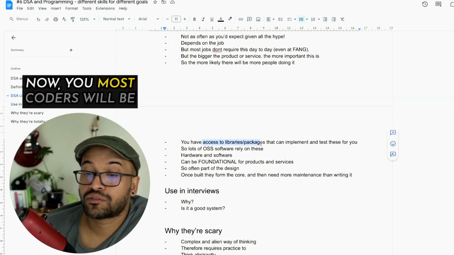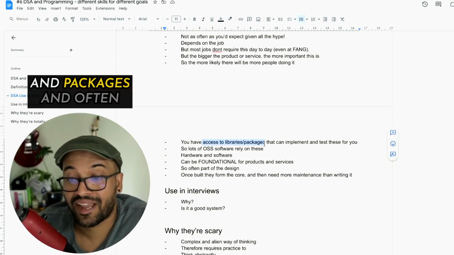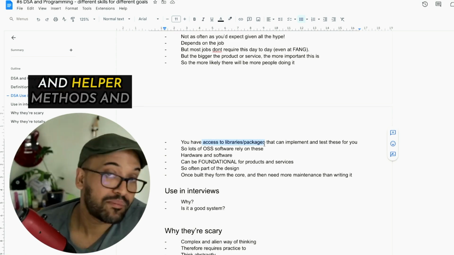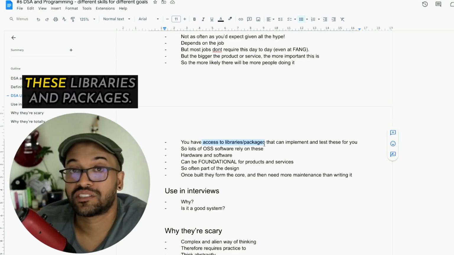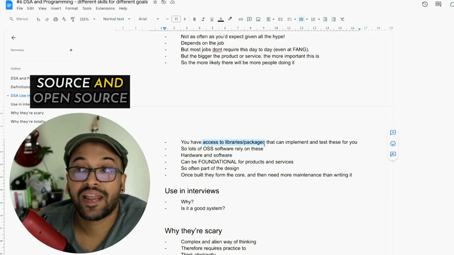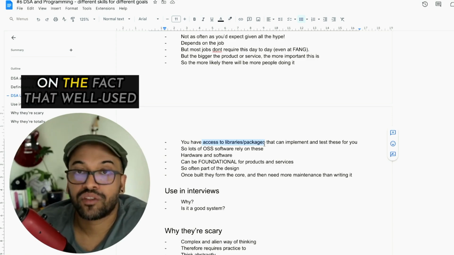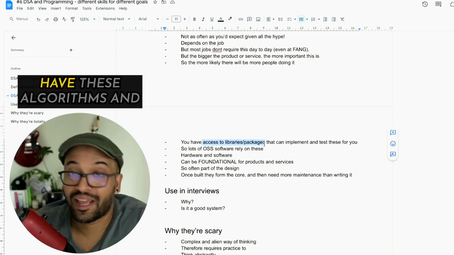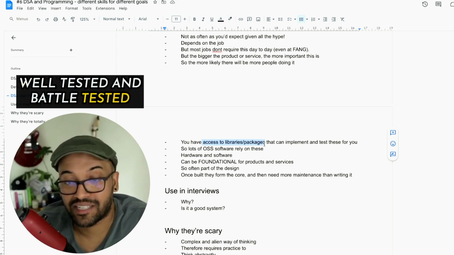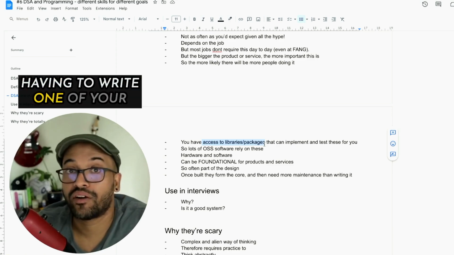Now, most coders will be writing code that depends on or imports other libraries and packages, and often algorithms and data structures and optimizations and helper methods can be available in these libraries and packages. Other people have written them, maintained them, tested them. They're often open source, and open source software relies on other open source software. And so you can count on the fact that well-used software will probably have these algorithms and data structures well optimized, well tested, and battle hardened. And so you can just access those libraries rather than having to write one of your own by hand.